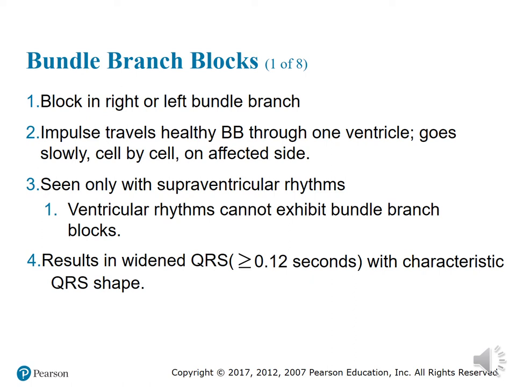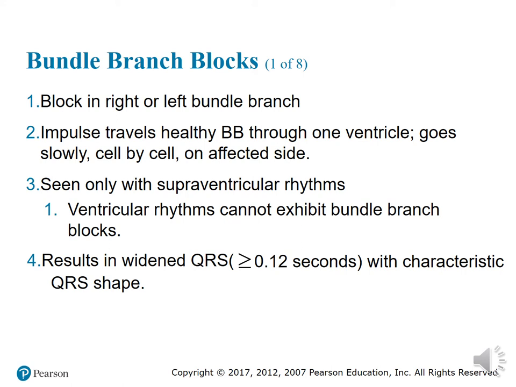This results in a QRS that is greater than or equal to 12. Okay? The QRS interval should be greater than or equal to 12. That's how we know we're going to have a bundle branch block.